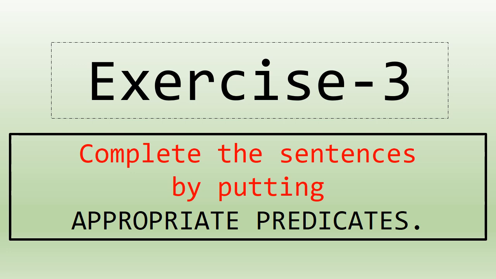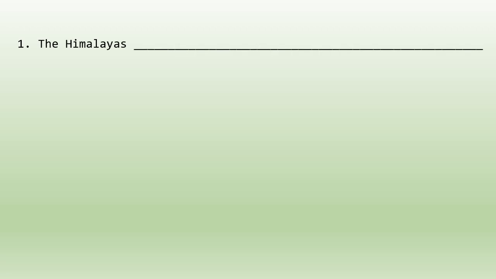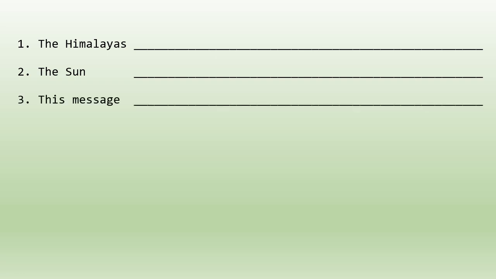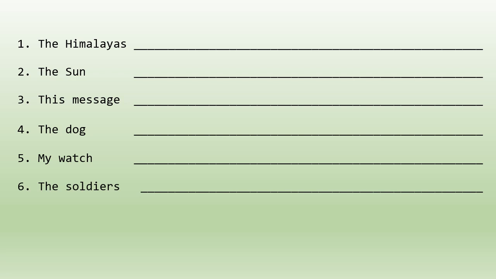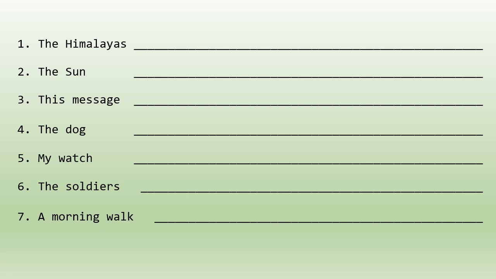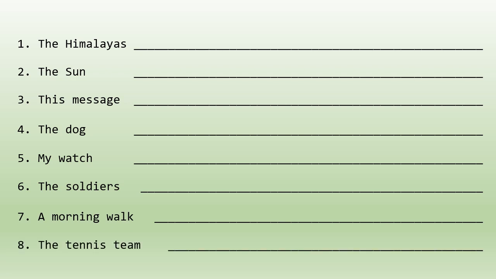Exercise 3. In this exercise, you have to complete the sentences by putting appropriate predicates. Number 1. The Himalayas dash. Number 2. The sun dash. Number 3. This message dash. Number 4. The dog dash. Number 5. My watch dash. Number 6. The soldiers dash. Number 7. A morning walk dash. Number 8. The tennis team dash.